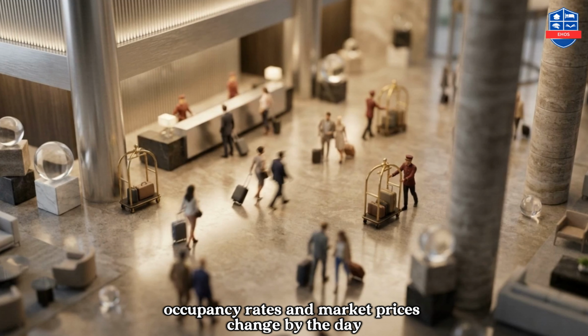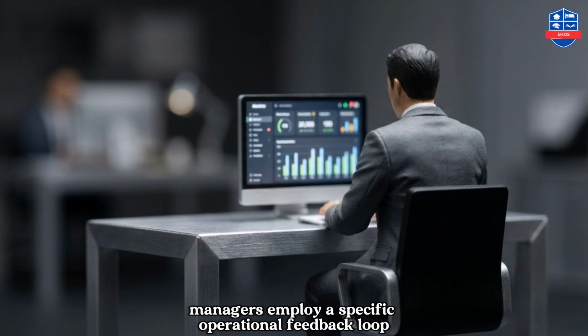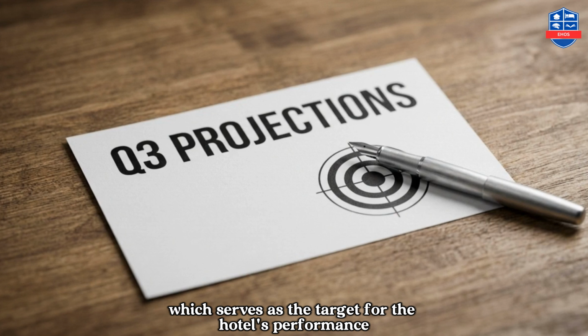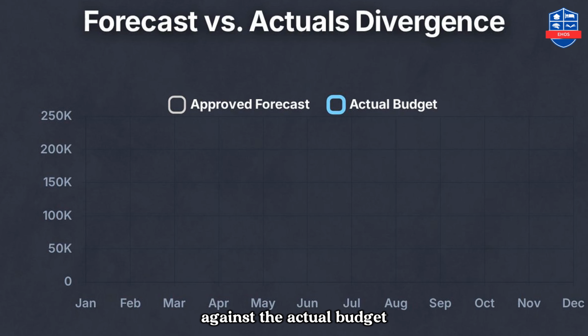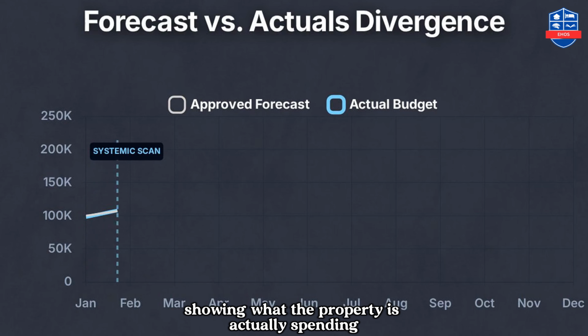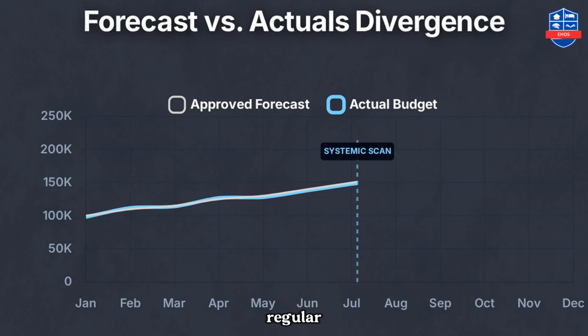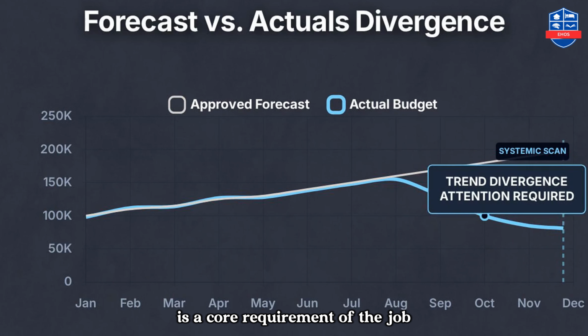A hotel's financial health shifts constantly. Occupancy rates and market prices change by the day. To monitor these shifts, managers employ a specific operational feedback loop. This begins with the approved forecast, which serves as the target for the hotel's performance based on expected market conditions. That forecast is compared directly against the actual budget, the data showing what the property is actually spending and earning in real time. Regular, systemic comparison between these two datasets is a core requirement of the job.